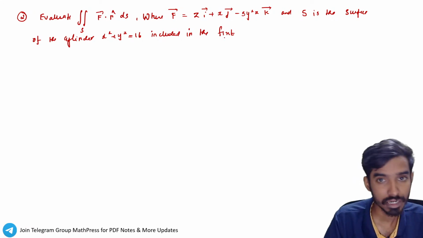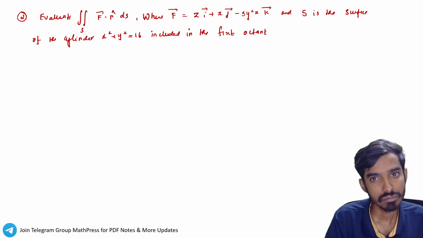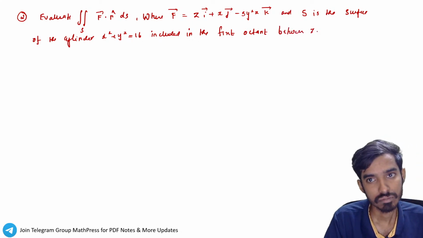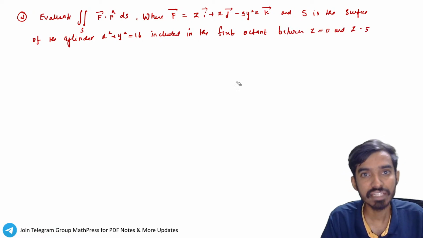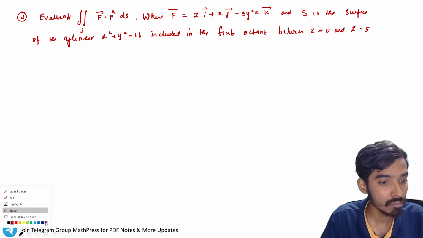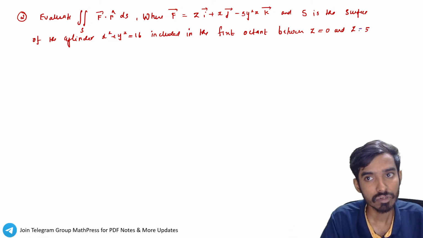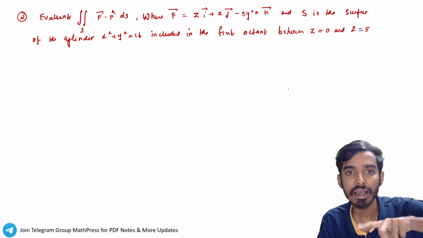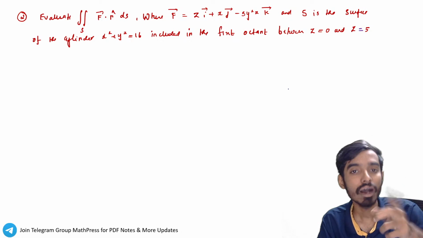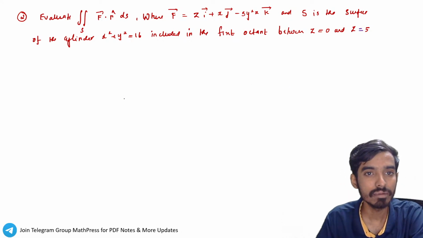From the question itself you can decide which one to choose. In the first octant between z equal to 0 and z equal to 5. Now from the question itself you can see they have given the z limits, right? Actually, finding limits is difficult in surface integrals, so they have given the z limits. So you can project on the xz plane or the yz plane, right? The problem will be very easy.